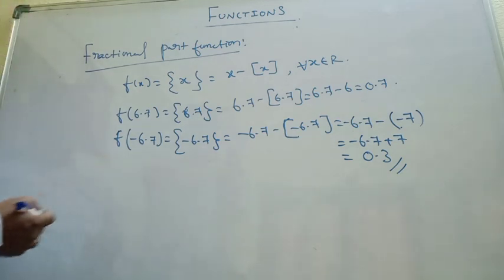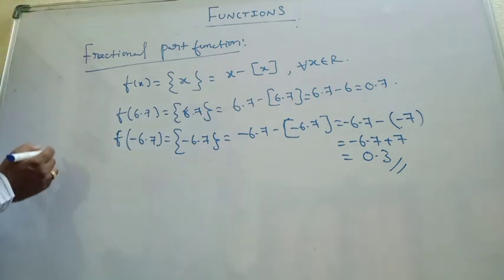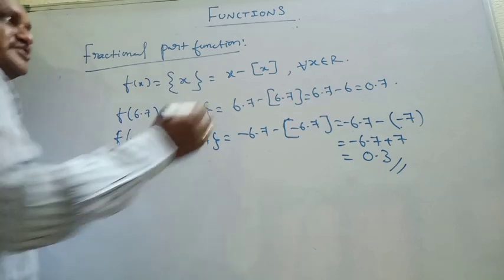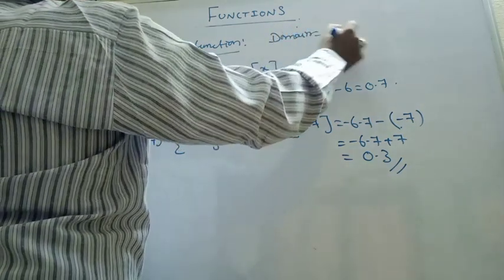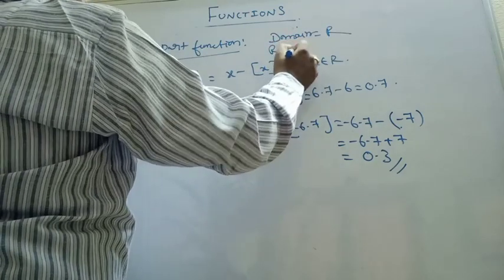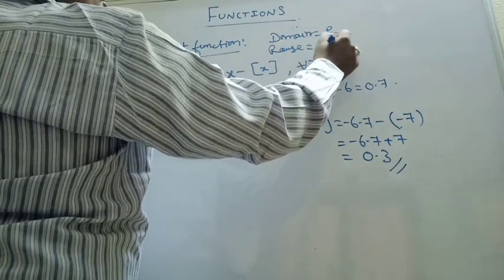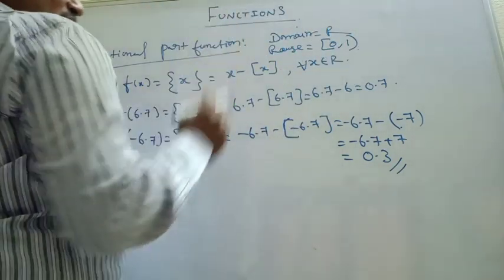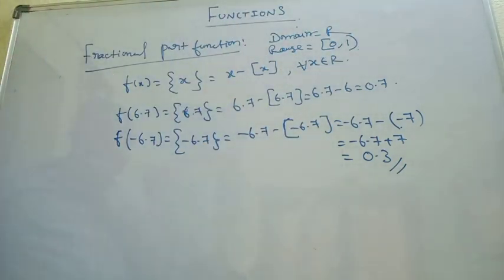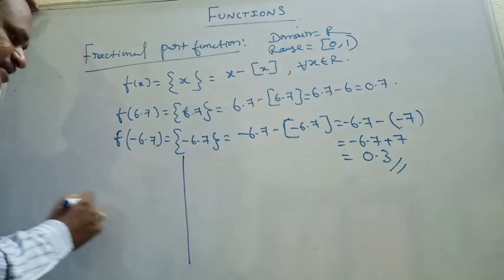And when we come to this fractional part function, what are the domain and range? Here the domain is all real numbers, as it is defined for all real numbers, and the range is going to be 0 included, only the proper fraction, 1 will not be there of course. And the graph of this we can easily understand, my dear students.